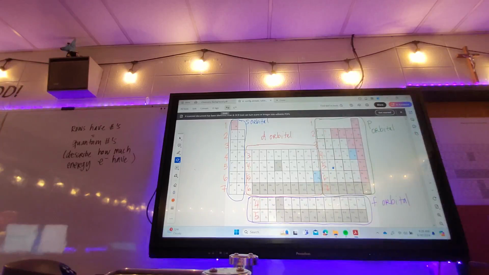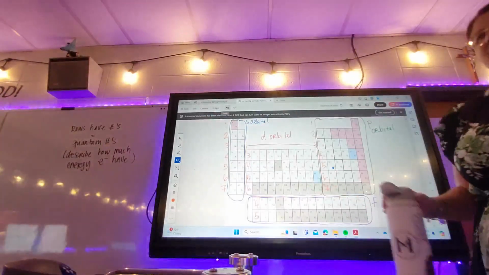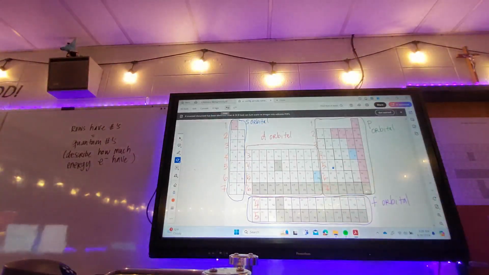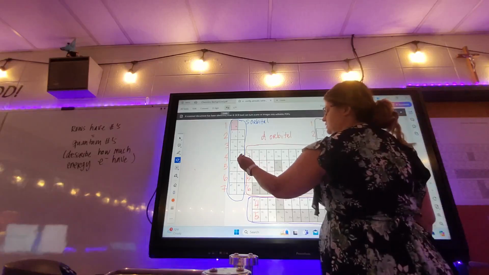Why is it this way? Because that's the way God made it. No, just kidding. The D block has less energy than the S block, and so we have to indicate that. We can't just say, pretend that this electron has the same energy as this one, because it does not.